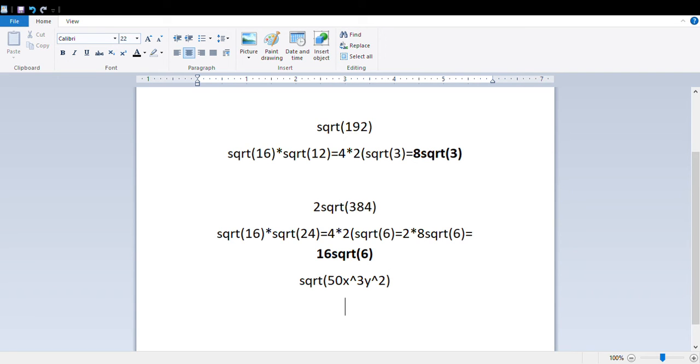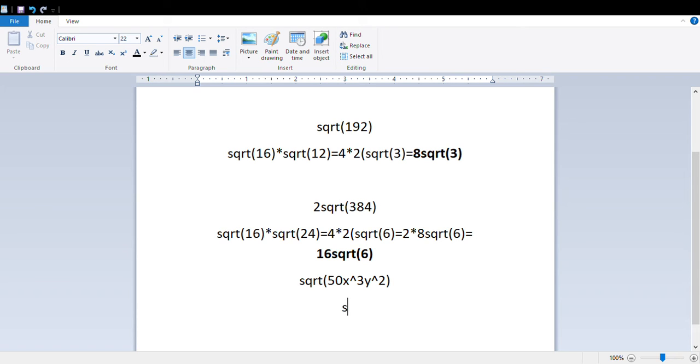With variables, actually. So square root of 50 x to the power of 3 times y to the power of 2. Alright, let's do this. First of all, let's think, is there any way we can find the square root of 50?